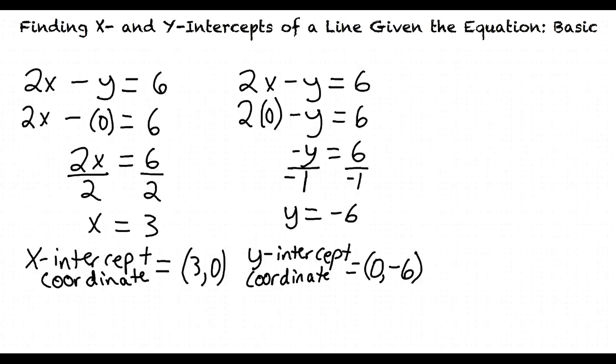Alright, let me reiterate what we've learned. To find the intercepts of a line, we substitute 0 for x to find the y-intercept, and substitute 0 for y to find the x-intercept. Then we write those values as coordinates for a point on a graph.